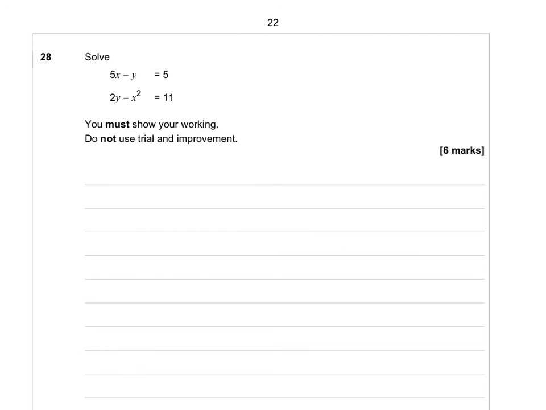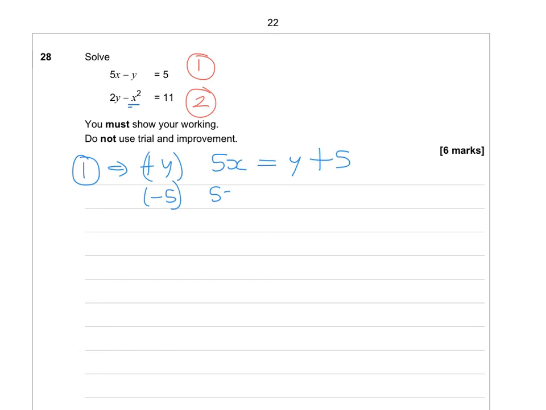Question 28. Solve 5x minus y equals 5 and 2y minus x squared equals 11. It's a pair of simultaneous equations where one of the simultaneous equations has a quadratic term, this x squared, in it. The first thing we're going to do is rearrange equation 1, so it's in the format y equals. So if we add y to both sides, we get 5x equals y plus 5. If we subtract 5 from both sides, we will get 5x minus 5 equals y, or y equals 5x minus 5. We're then going to substitute this into equation 2.